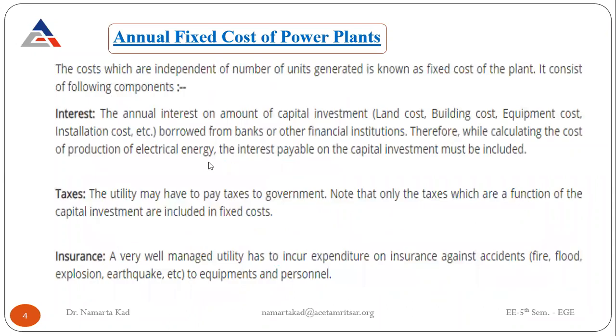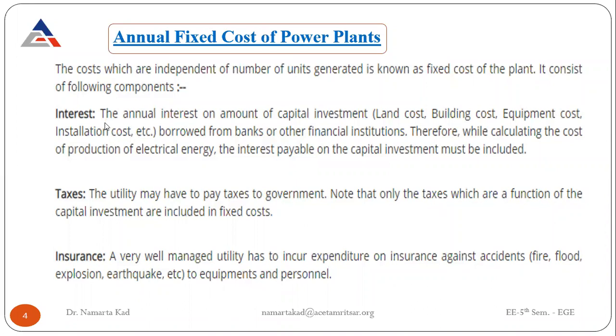Now next is the annual fixed cost of power plants. Under the annual fixed cost of the power plants, the costs which are independent of the number of units generated are known as the fixed cost of the power plant. It consists of the following components. That means it does not depend upon how many units are there in that particular power plant. Whether there may be 2 units, 4 units, or maybe 6 units, the annual fixed cost is the fixed expenses which come yearly.